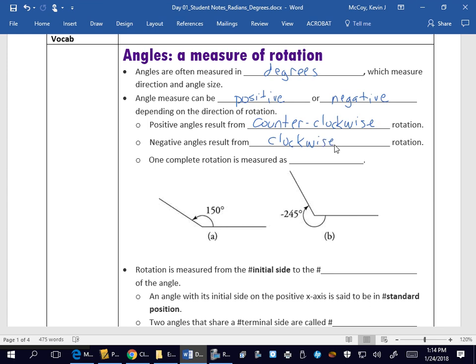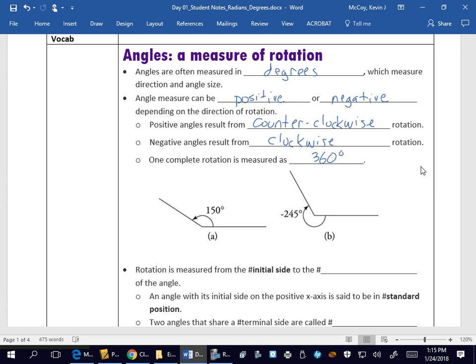And if you think about a clock, if you were to start at one point on a clock and go all the way around back to that exact same minute on the clock, that is a full rotation, a complete rotation, which is measured as 360 degrees. All right, so let's take a look at what we've got here so you can get the idea behind a positive and a negative rotation.